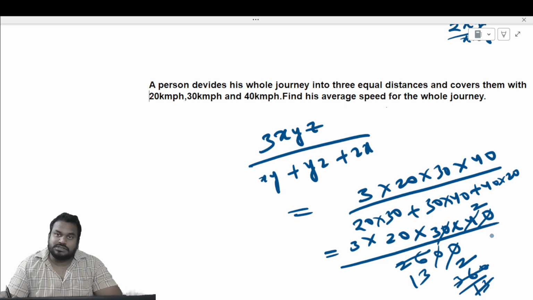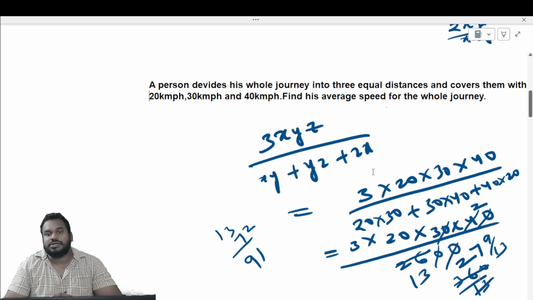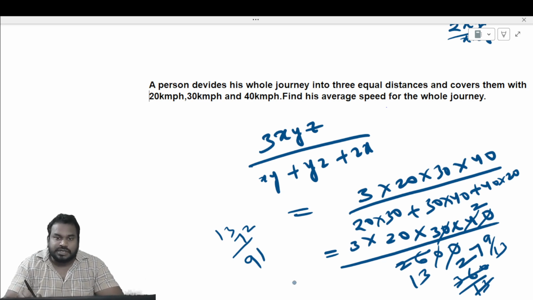13 5s are 65, 13 6s are 78. So now we see 13 7s are 91. So 27 9/13 is the answer. You can do it in decimals also if you want. So 27 9/13 is the answer.